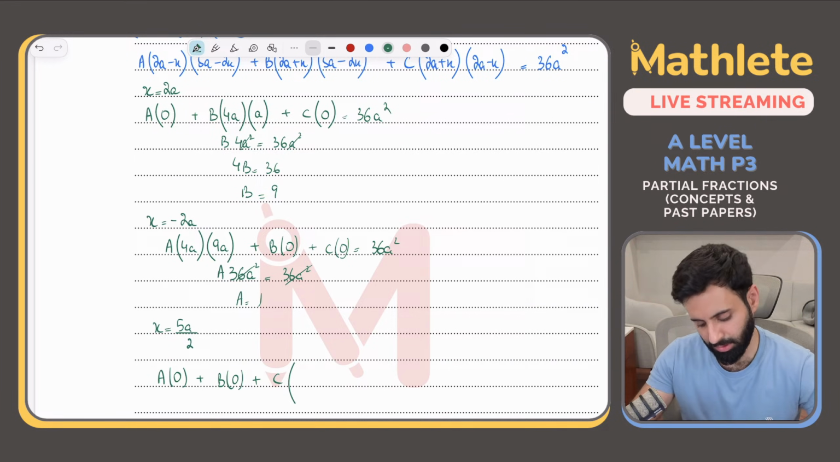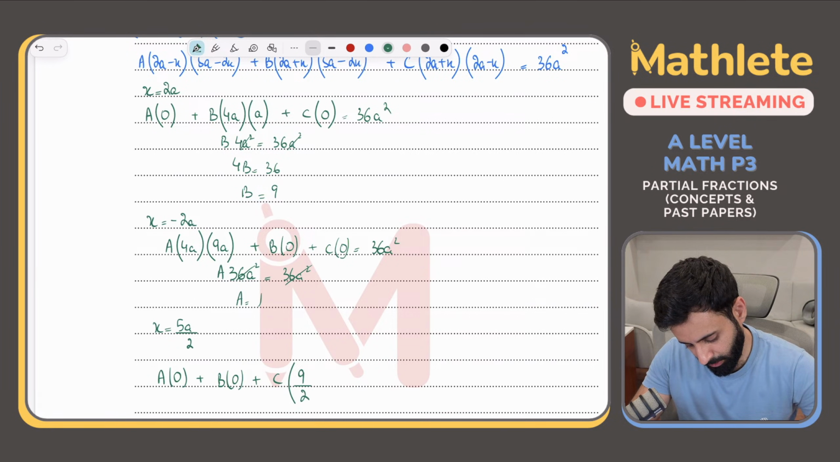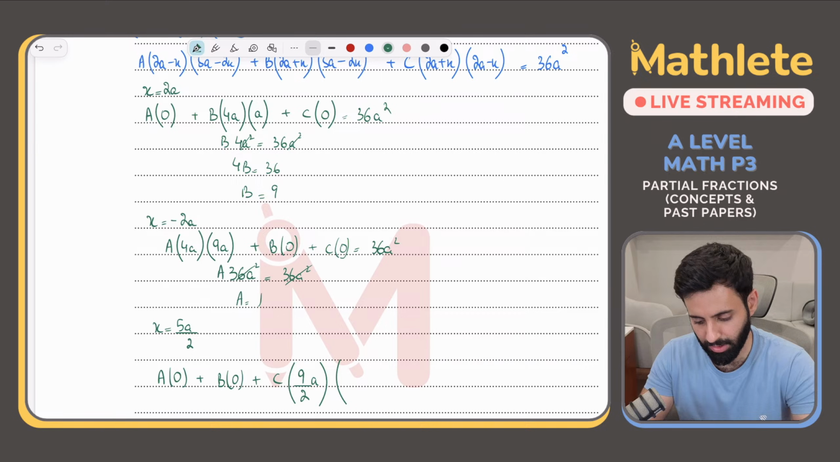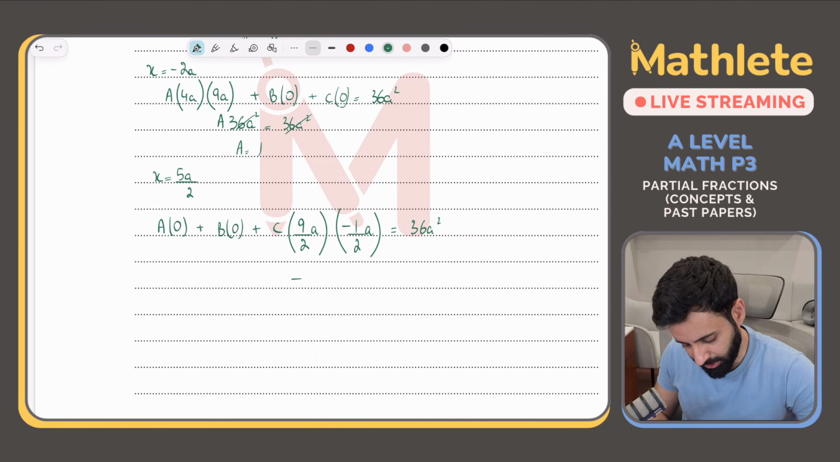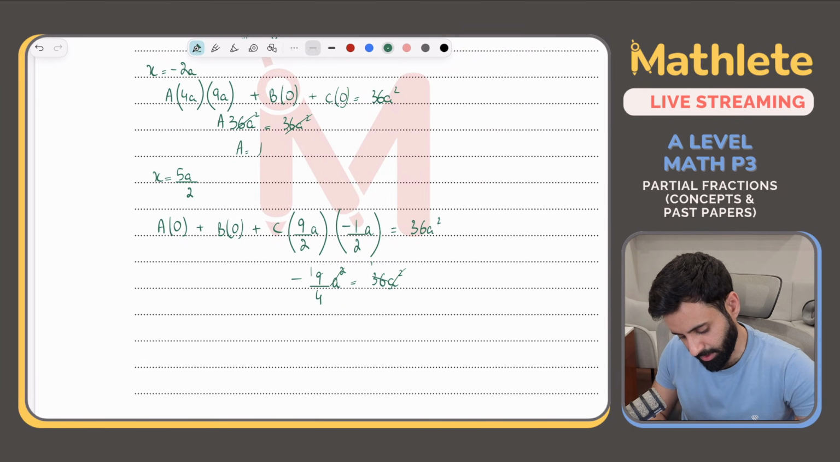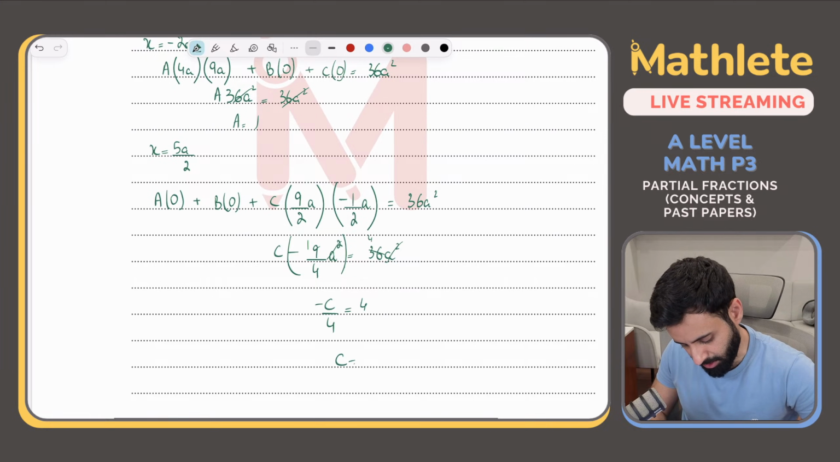So just add the coefficients. That's 9 upon 2, and then 2 minus 5 upon 2. What's that equal to? That's equal to minus 1 upon 2. And what is this equal to? This is equal to 36a square. So here's what happens. We get minus 9 upon 4a square equals 36a square. First things first, a square, take out each other. 9 ones are 9, 9 fours are 36. Don't forget the c, I forgot the c. So here's what we're looking at. We're looking at minus c upon 4 equals 4, which means c is equal to minus 16.